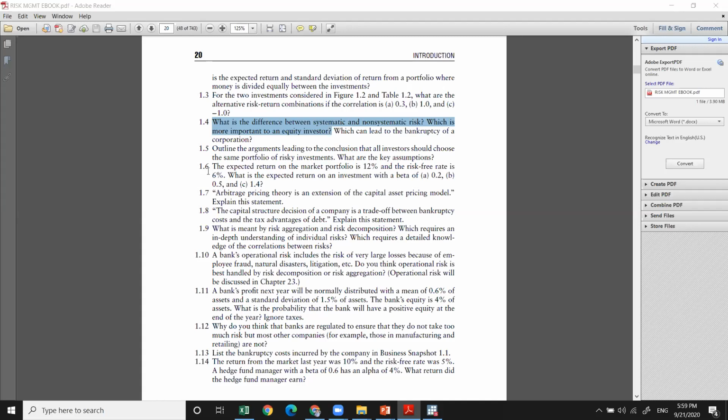And question 1.6, I think, did I give you 1.6? Yes. The expected return on the market portfolio is 12%, the risk-free rate is 6%. What is the expected return on an investment with a beta of 0.2, 0.5 and 1.4? Okay, I'm going to select Bekjan. Are you here?